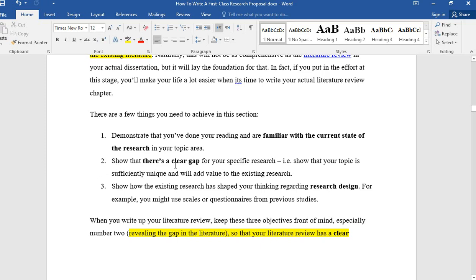Two, show that there is a clear gap for your specific research. That is, show that your topic is sufficiently unique and will add value to the existing research. That's why we say that your research should be something new. You cannot copy the same research which has been done previously.